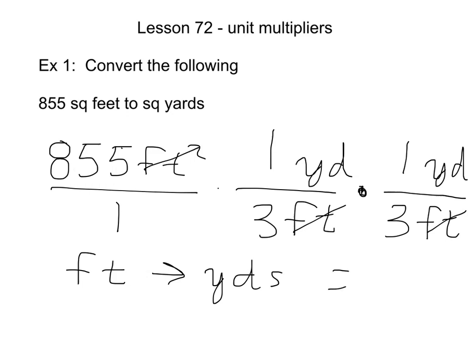So if we go ahead and multiply across the top, we got our 855. And in our denominator, we got 1 times 3 times 3, which gets us our 9. And we get our 9 yards squared. So that's the gist of it. If there's 2 of them, you got to use 2 unit multipliers so that the 2 feet cancel out. And then we also get our yards squared. And then you would go ahead and reduce that down.